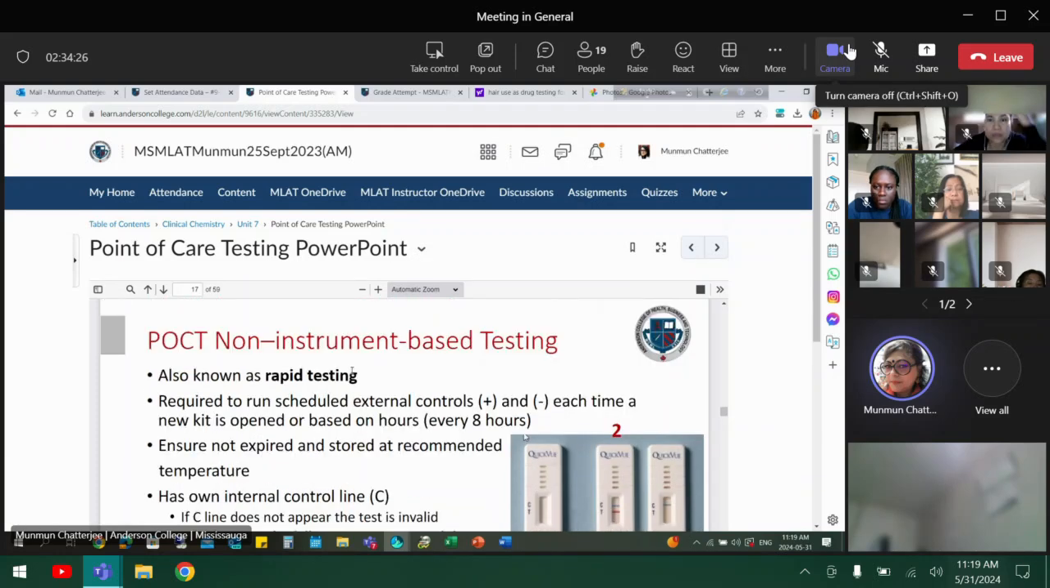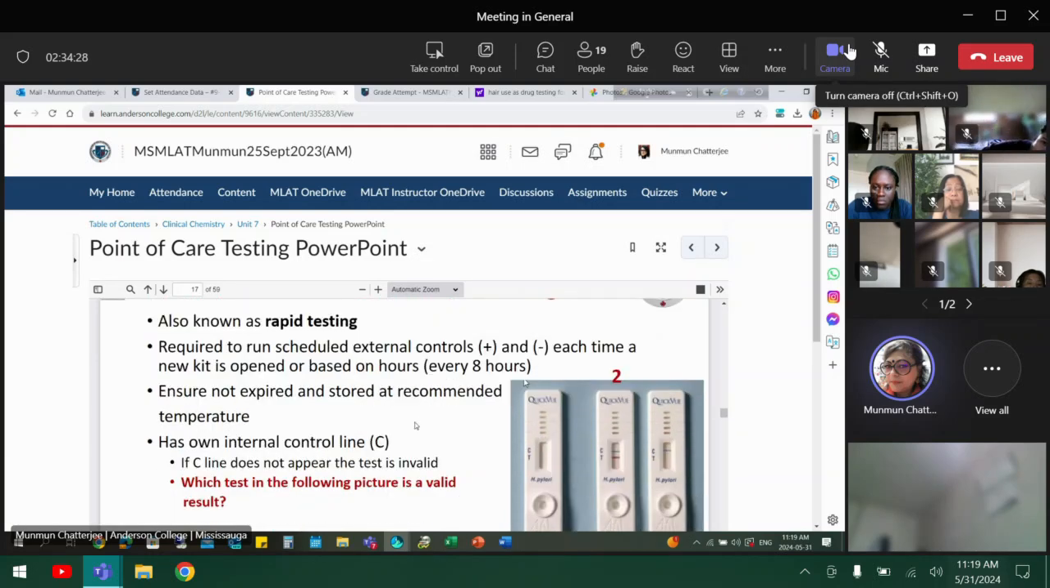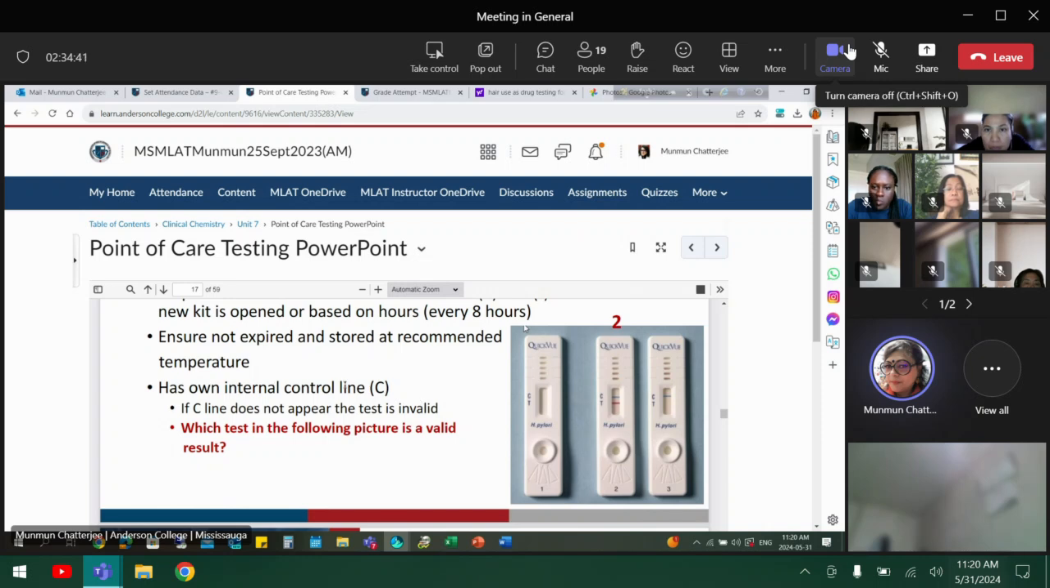Also known as rapid testing, it is required to run scheduled external controls, and each time a new kit is opened, based on hours, every 8 hours. Ensure it is not expired and is stored at the recommended temperature. It has internal control lines, as I told you. If the C line does not appear, the test is invalid. That means the test strip is not working.